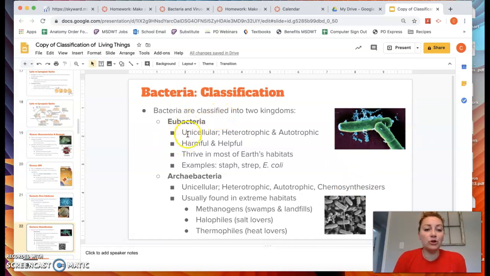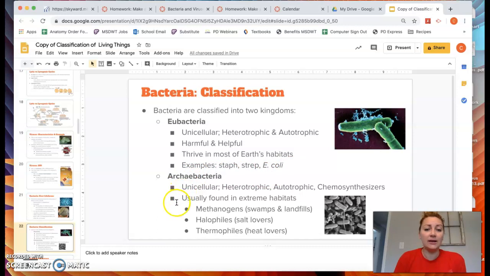For eubacteria, they could be harmful or helpful. You can see that we have staph, strep, E. coli. These are things you've heard of: a staph infection, someone having strep throat. E. coli is the one that's in our colon. And so those are just examples that you might have heard of.